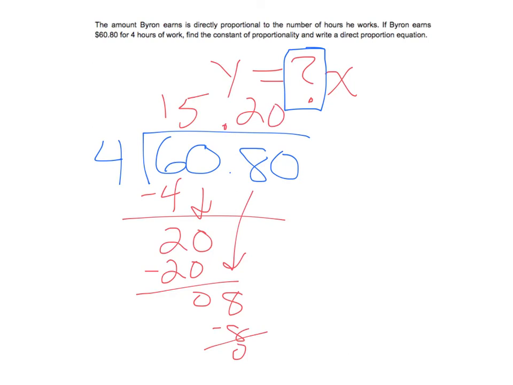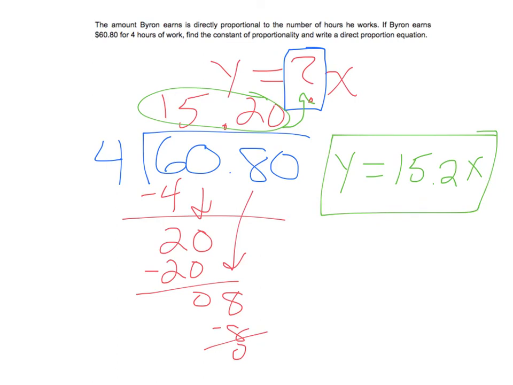So $15.20 is what he earns per hour. So he worked 4 hours. He earned the $60.80 because his rate was $15.20 per hour. Now we're just going to write our equation. This is going in for the mystery. Y equals 15.2x.